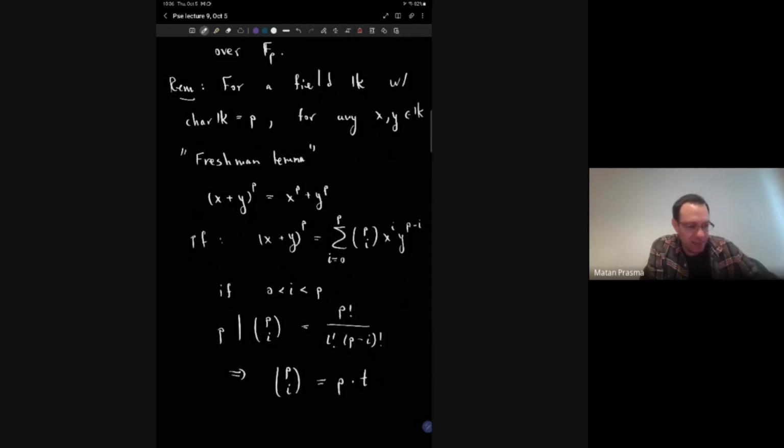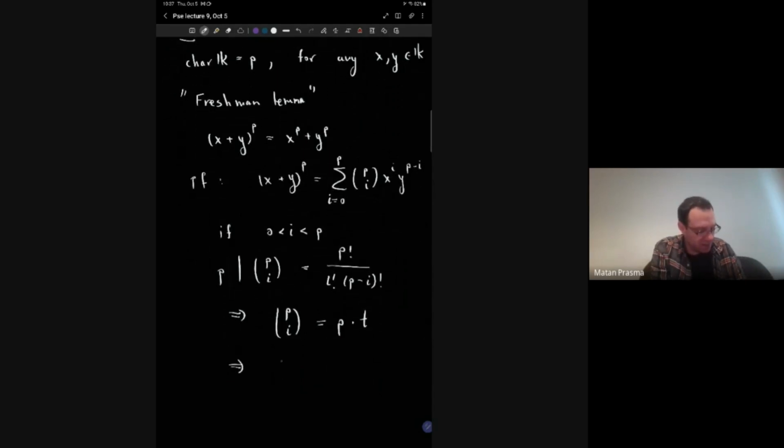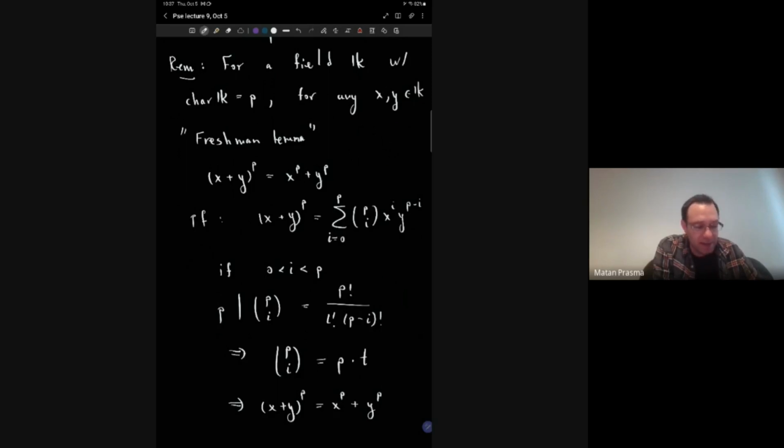But then, as we saw in the discussion at the beginning of the session, when you multiply by P, you get 0 in characteristic P. So all these expressions in the middle vanish, and you get that X plus Y to the P is equal to X to the P plus Y to the P. Okay, so this is the sketch of the argument. You could take it as an exercise to go over the proof of this lemma. This lemma was stated in FP. Previously, we proved it in FP, but in fact, it's true for any field of characteristic P.